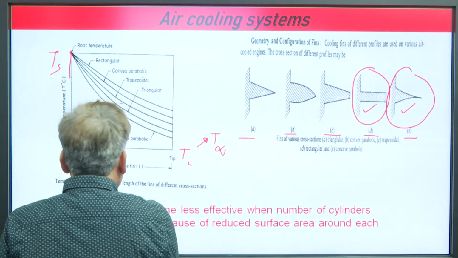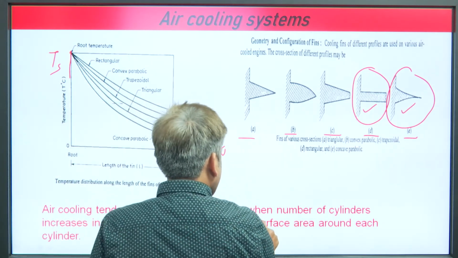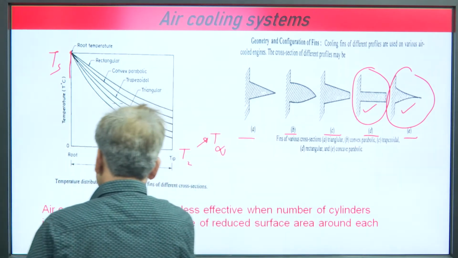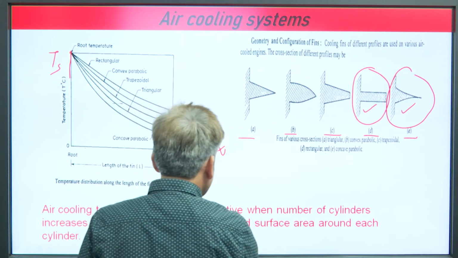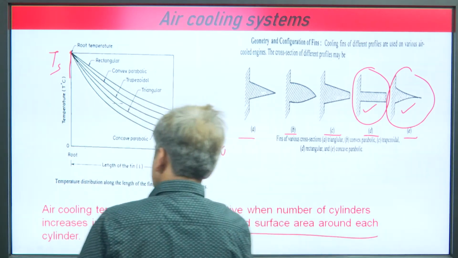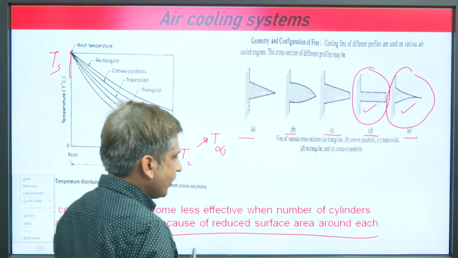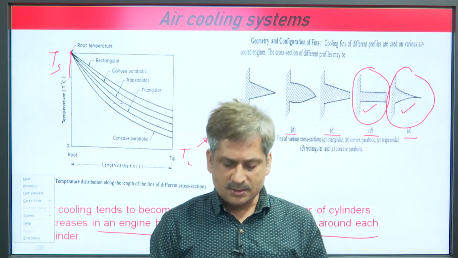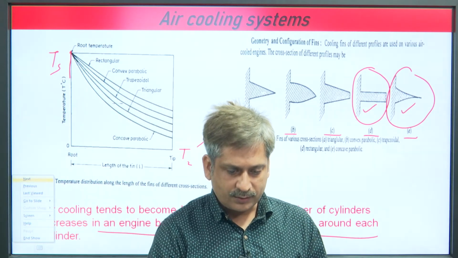Air cooling tends to become less effective when the number of cylinders increases in an engine because of the reduced surface area around each cylinder. So, when we go for a multi cylinder engine, it no longer remains effective.